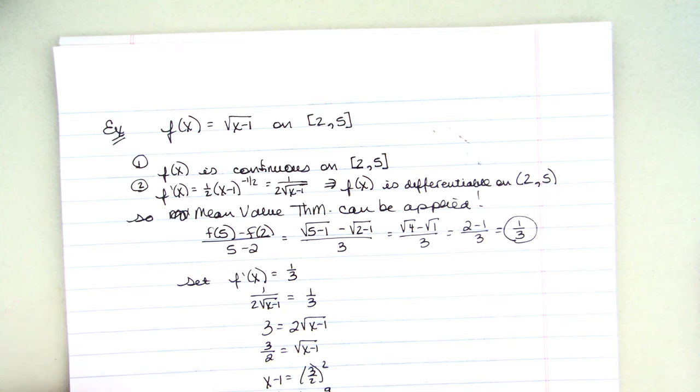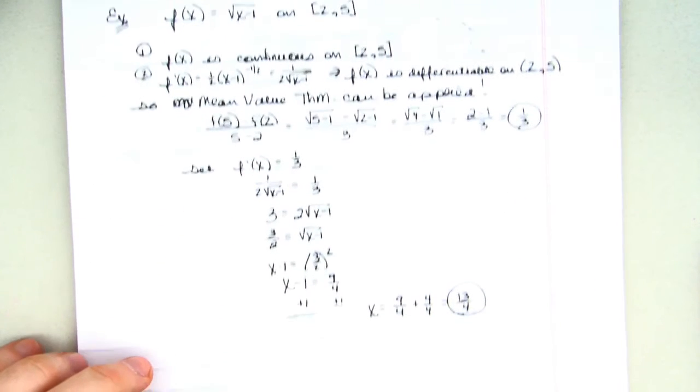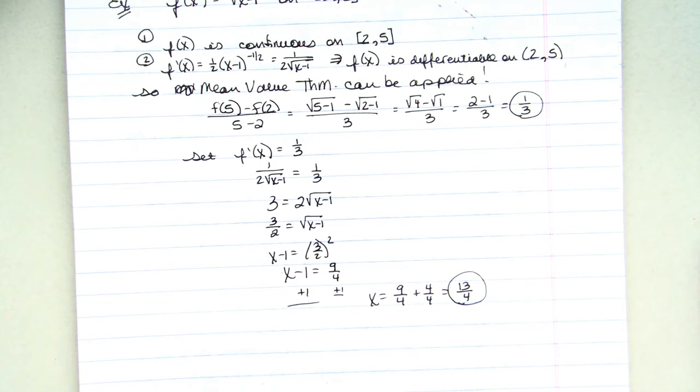When x equals 13/4, oh, you can't see any of that work. Sorry about that. When x equals 13/4, the slope of your function will equal 1/3, which is the same as the slope of the secant line. Again, go and take a look at Desmos and see if this actually works.